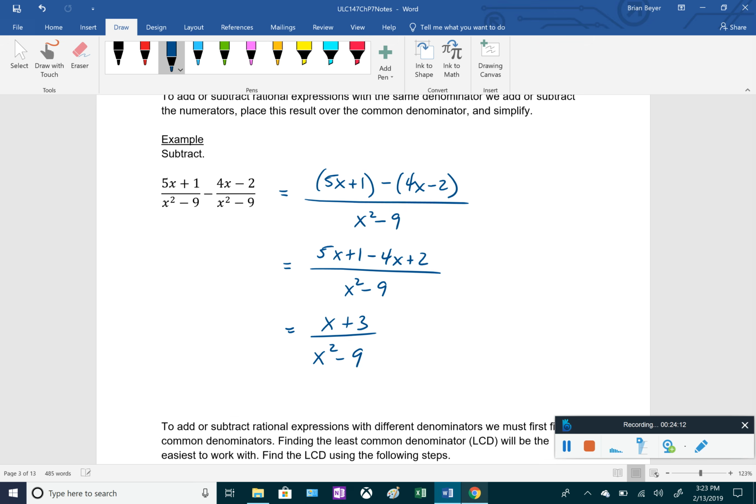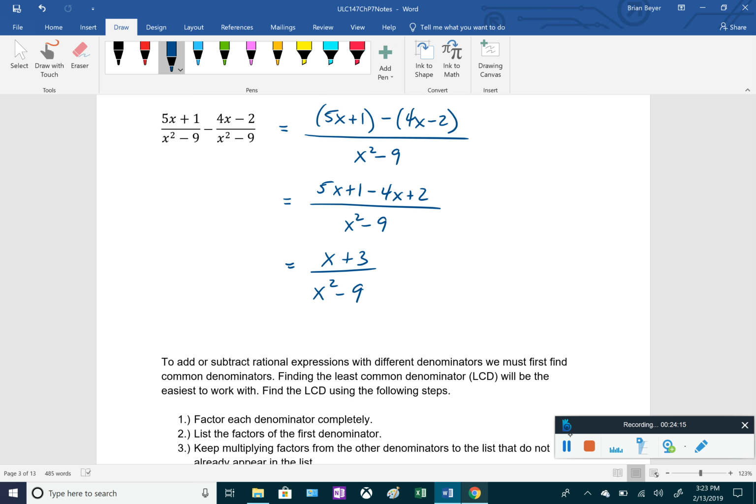We actually have a couple more steps here. We can factor now, so we want to factor the denominator. It's a difference of squares, which becomes x plus 3 times x minus 3. The x plus 3's cancel, and we are left with 1 over x minus 3.